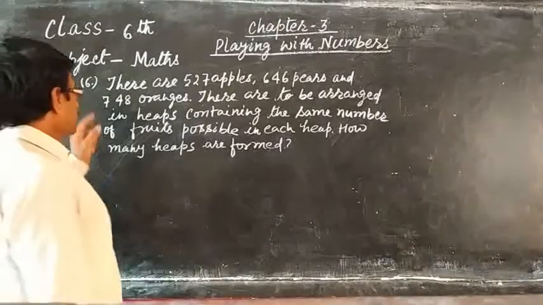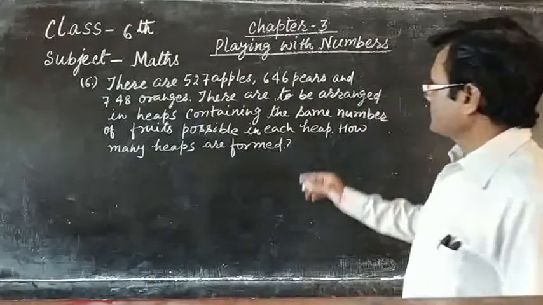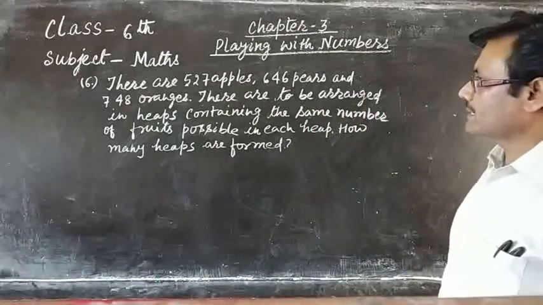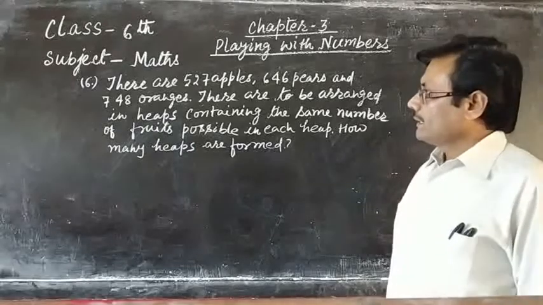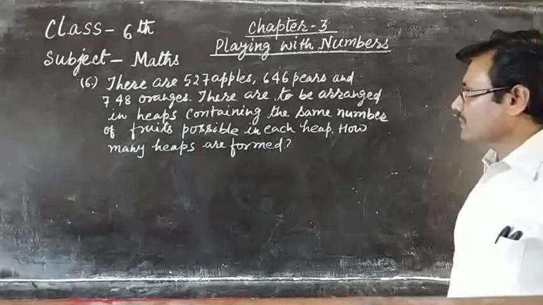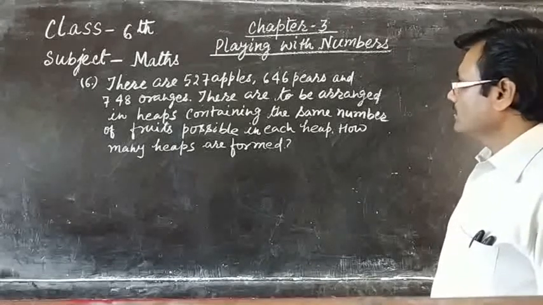Now question number 6 is stating there are 527 apples, 646 pears and 748 oranges. These are to be arranged in heaps containing the same number of fruits, as many as possible in each heap. How many heaps are formed?